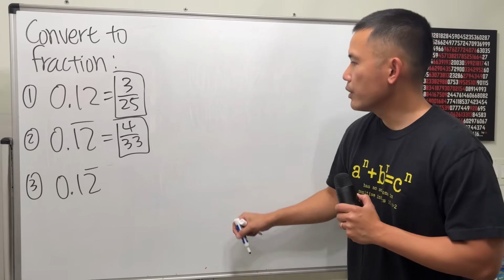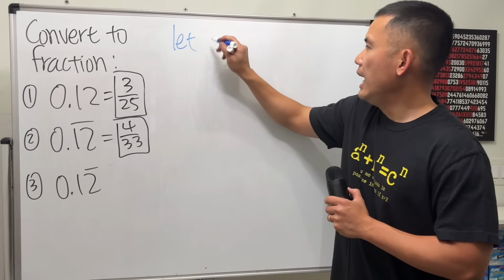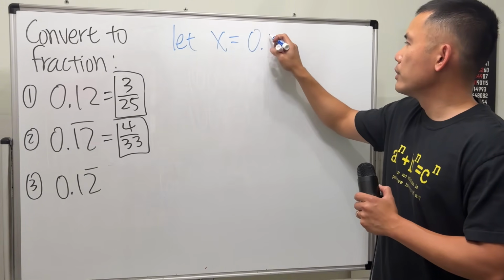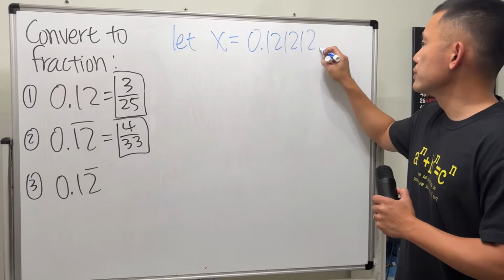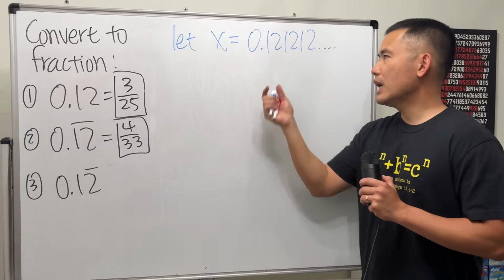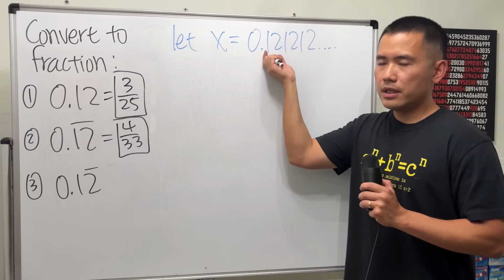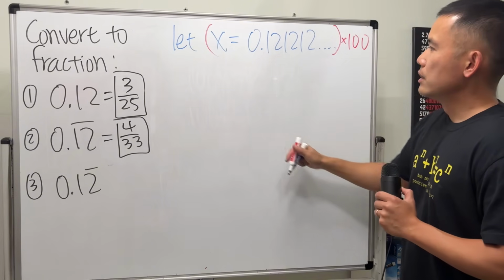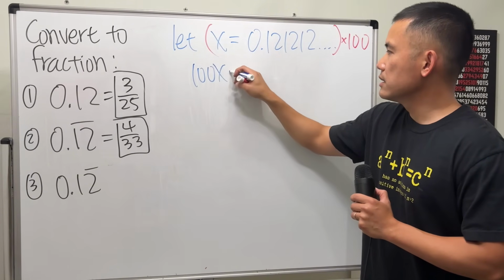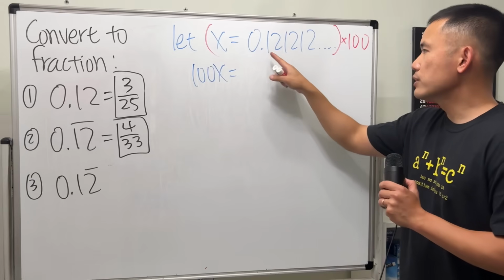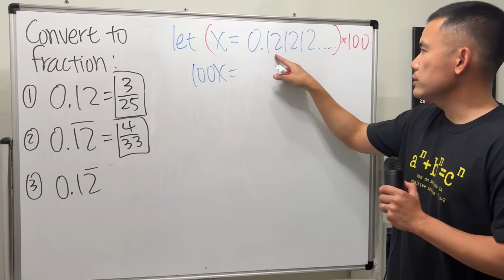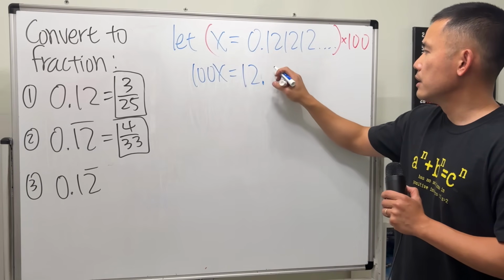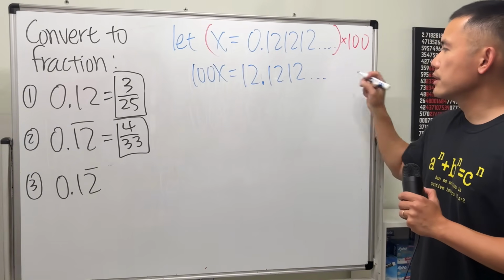So first, I'm going to let x equal the number 0.121212, so on, so on, so on. And because we have 2 digits that are repeating, I will multiply both sides by 100. So that the left hand side is 100x, and for the right hand side, we just have to move the decimal point twice to the right. So it's 12, and then with the decimal point here, and then 1, 2, 1, 2, and so on.